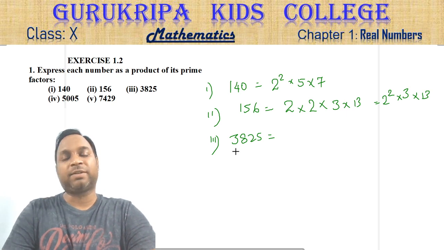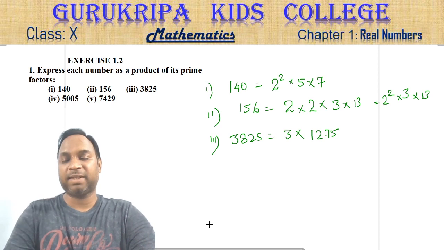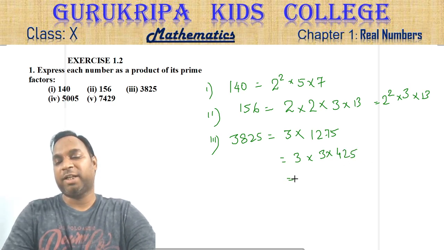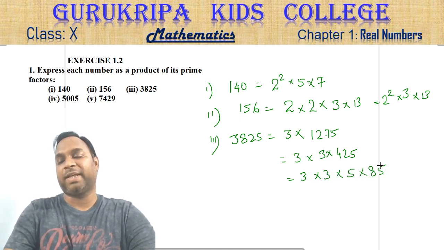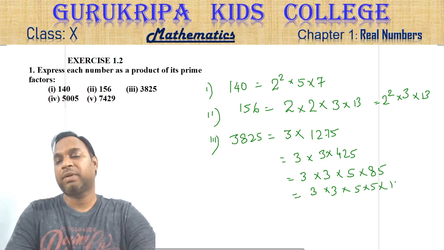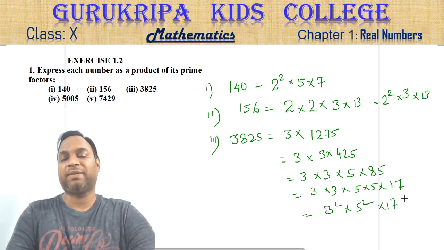Can it be divided by 3? Yes, it can be divided by 3. What will you get? 3 into 1275. Again, 1275 can be divided by 3. What will we get? 3 into 3 into 425. 425 cannot be divided by 3, so we will get now 3 into 3 into 5 into 85. 3 into 3 into 5 into 5 into 17. So answer is 3 square into 5 square into 17.